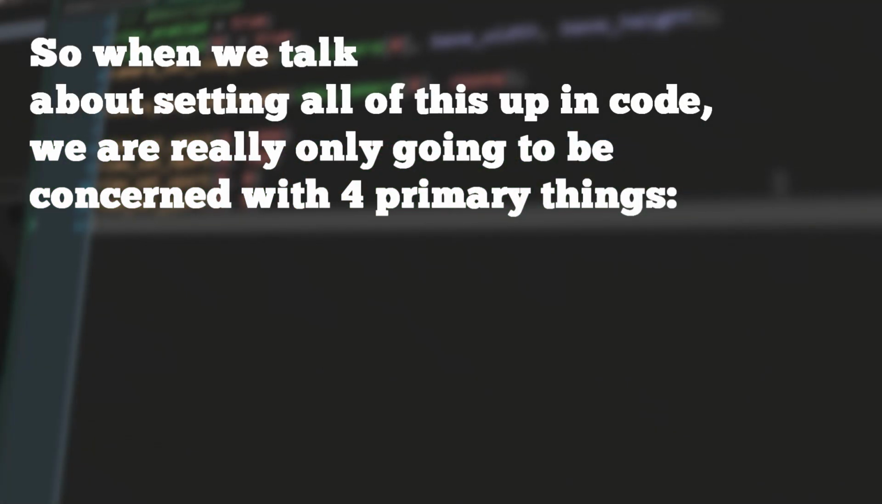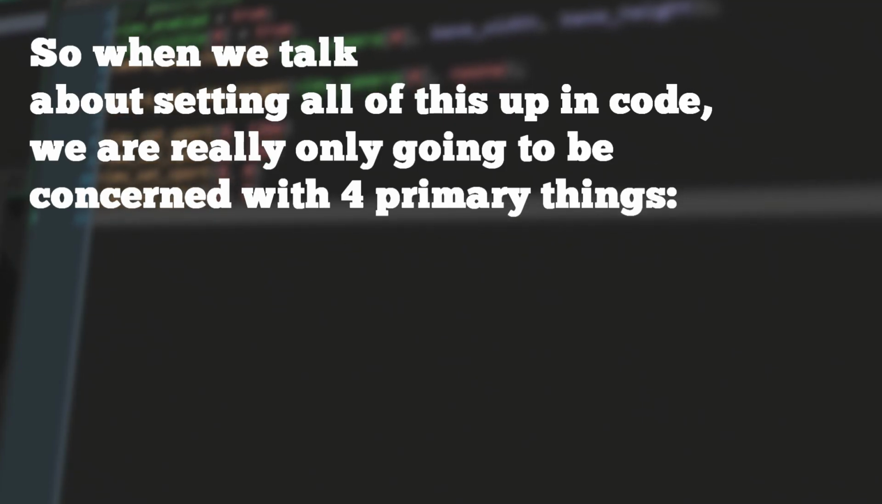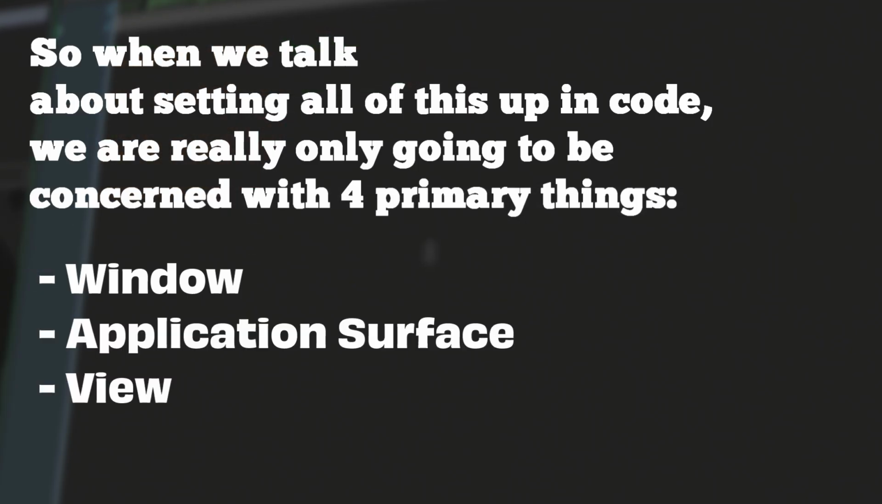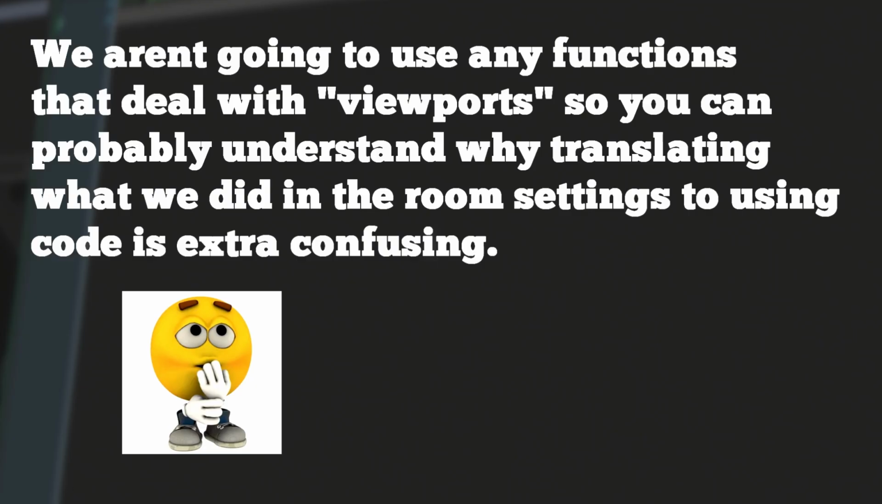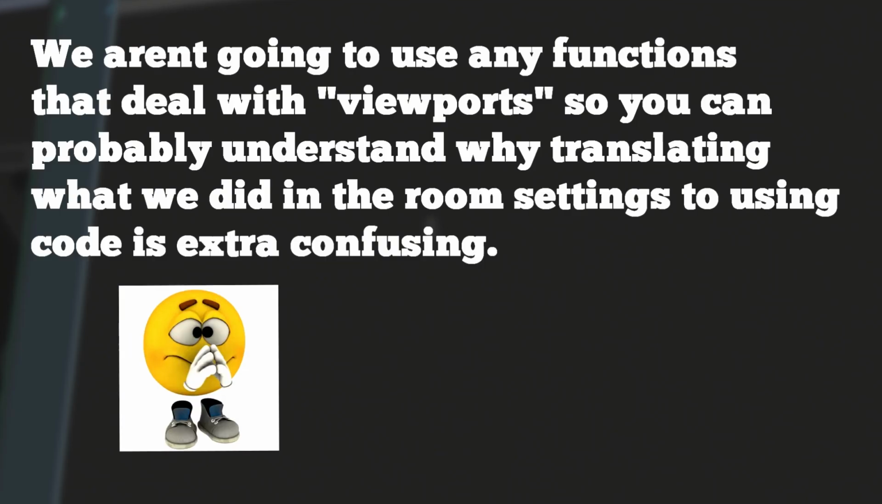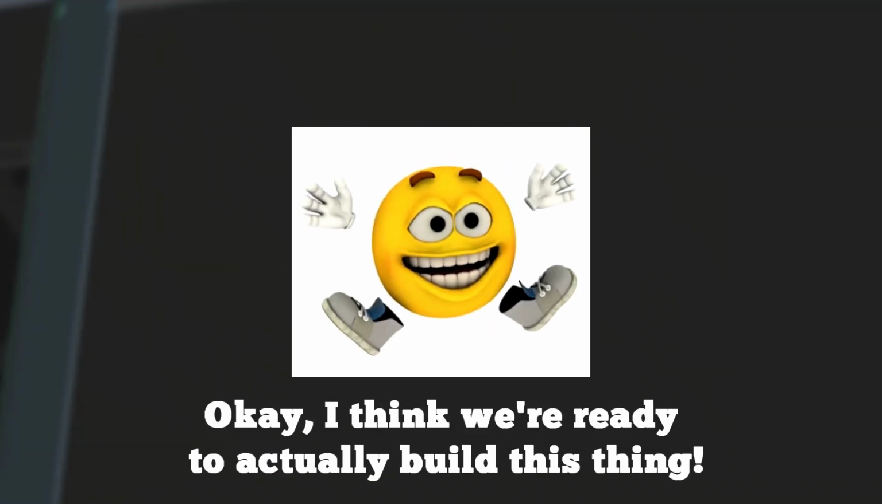So when we talk about setting all of this up in code, we are really only going to be concerned with 4 primary things: the window, the application surface, the view, and the GUI. We aren't going to use any functions that deal with viewports, so you can probably understand why translating what we did in the room settings to using code is extra confusing. Okay, I think we're ready to actually build this thing.